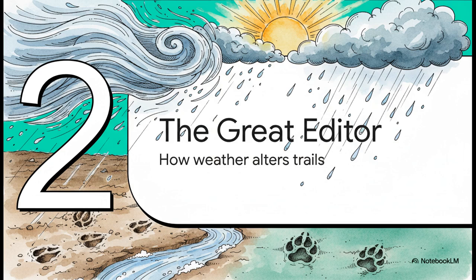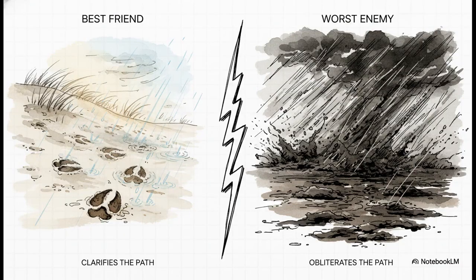Okay, let's move on to our second big factor. If the substrate is the canvas, you can think of the weather as the great editor. It's constantly changing, erasing, and sometimes even clarifying the story that's been written on the ground. Now, the most powerful forces here, wind and rain, are a classic double-edged sword for a tracker. They can be an incredible help, or they can be a total disaster.